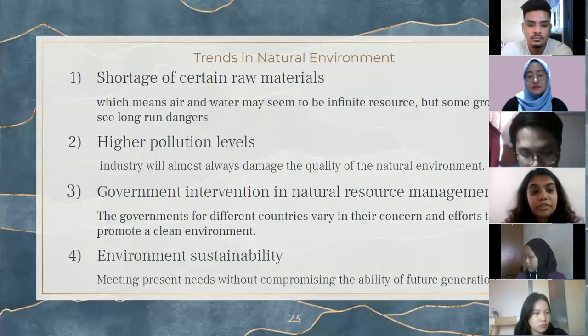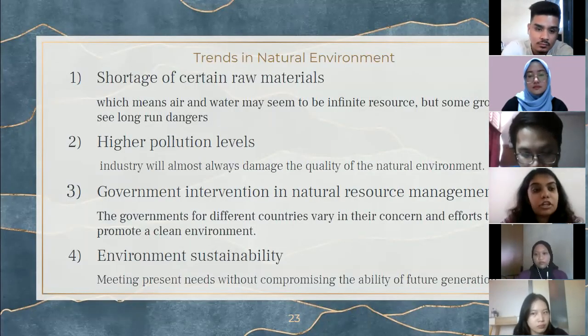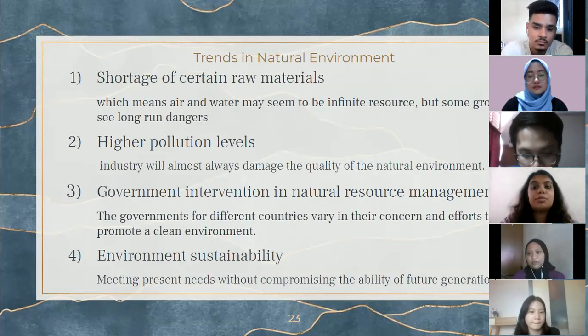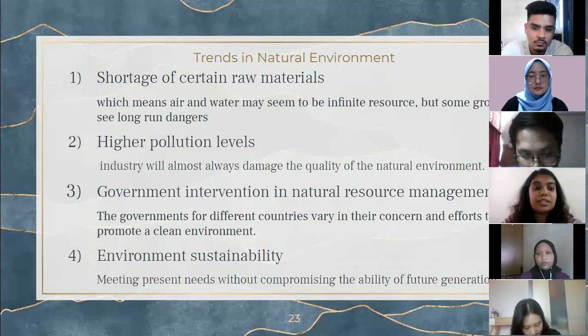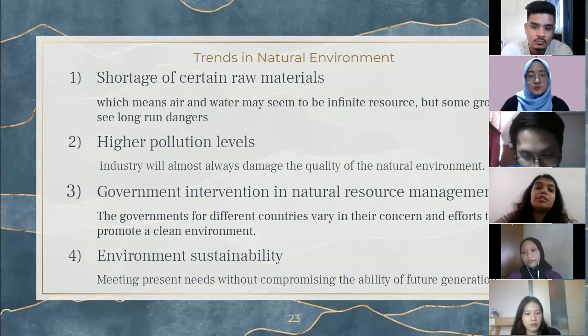Some of the trends in the natural environment are the shortage of certain raw materials, where air and water were thought to be infinite resources, but some groups see the long-run dangers. For example, forest resources, natural gas and coal. Next is higher pollution levels. For example, industry will always damage the quality of the natural environment. For instance, factories will release carbon monoxide into the air and also chemical waste into the rivers.